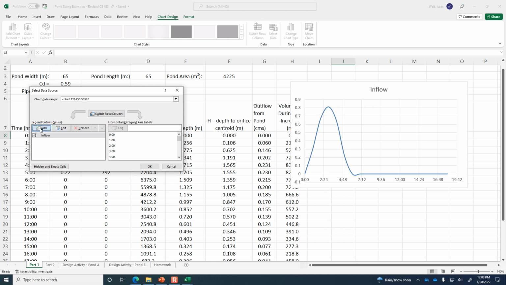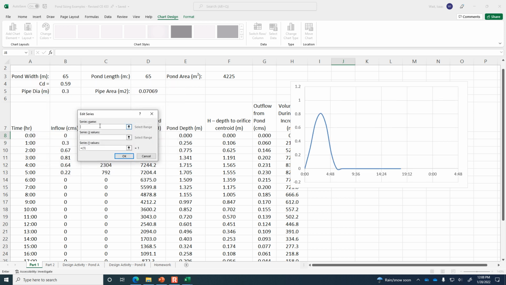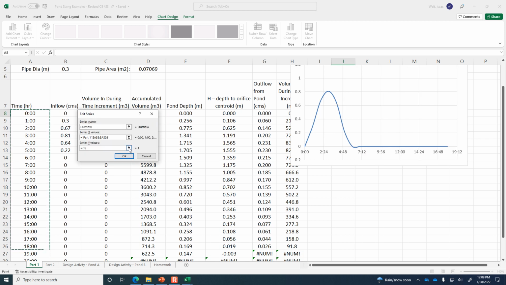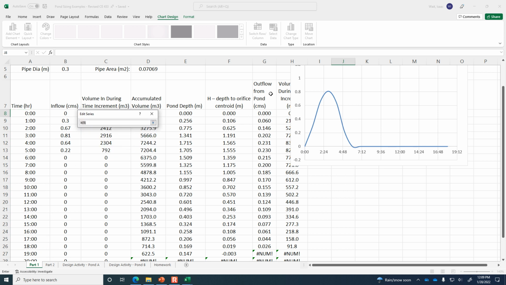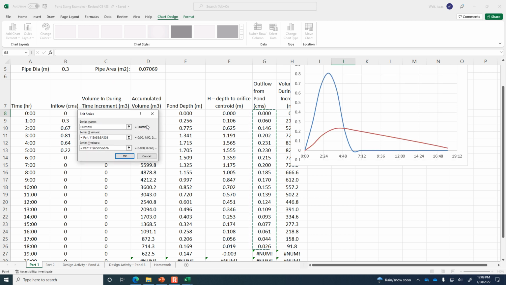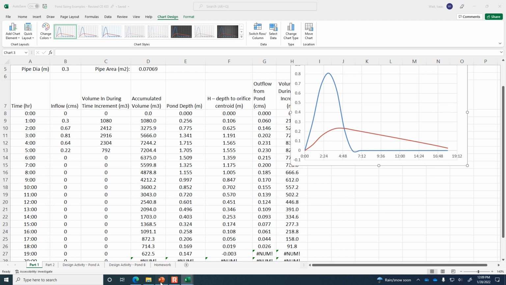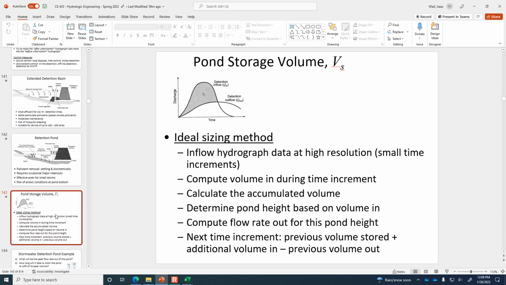So add another series, and this one we're going to call outflow. It will have the same horizontal axis of time 0 through hour 18. And then the y-axis is going to be the outflow from hours 0 to 18. All right, so this is a pretty nice illustration of what the pond is doing, and it matches up with some of these theoretical figures we've seen before of what a pond does.